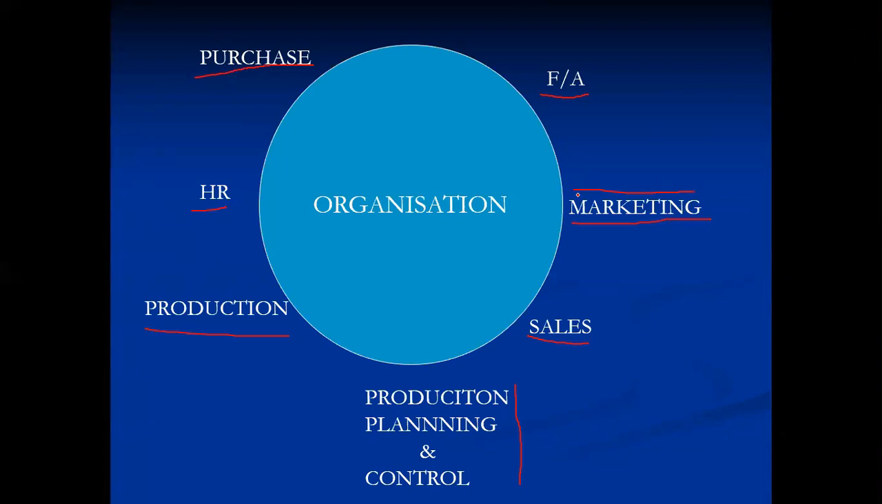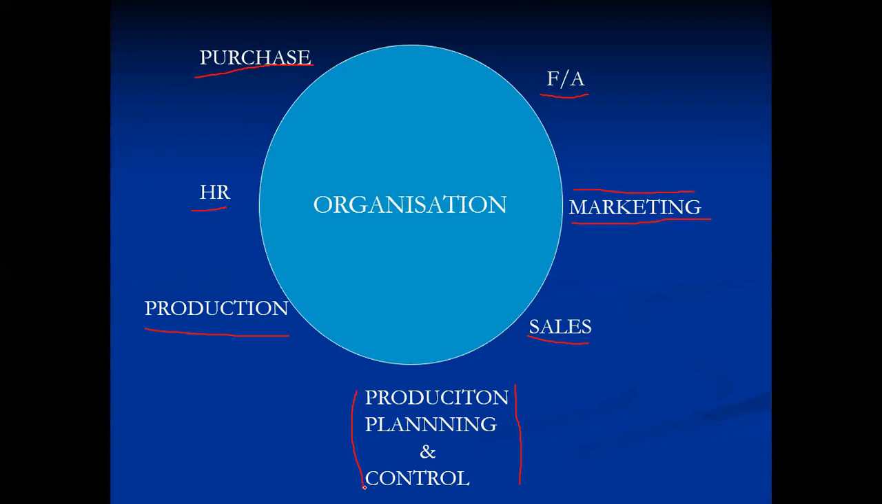Let us take one more example. Here, the production planning and control department, generally they want to maintain minimum stock of the materials as far as possible. Materials means here raw materials, work in progress, finished goods, packing materials, stores and spares, like that. So this production planning department wants to maintain minimum stock of the materials to minimize the carrying cost.